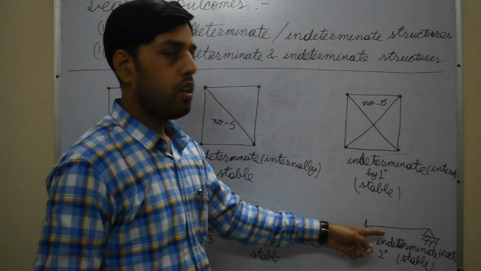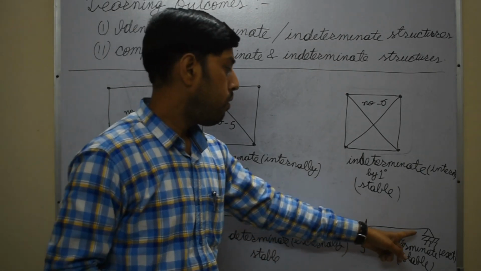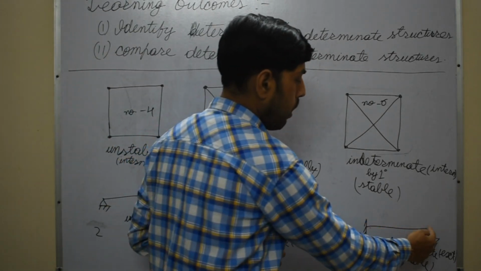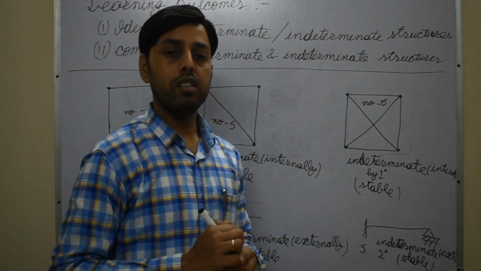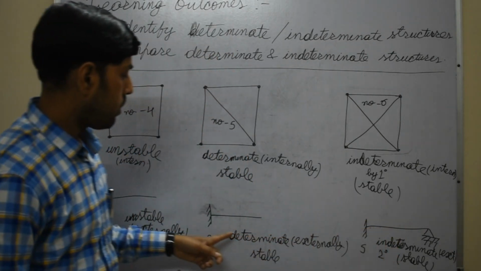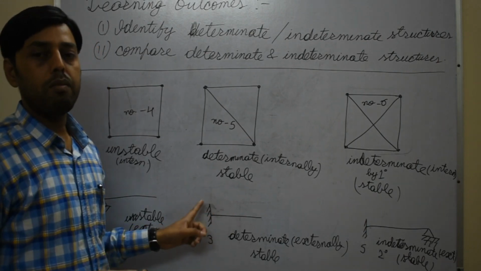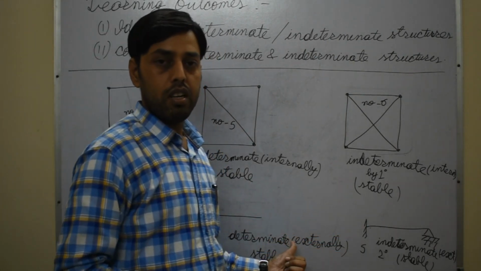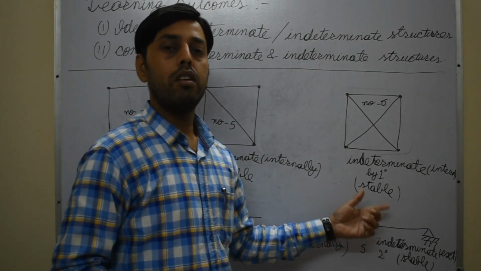In this case also, if we would like to make such a beam unstable, then we have to break a minimum of 2 support reactions. Like if we have to break this reaction or we have to break the fixity. A minimum of 2 support reactions needs to be broken to make such a structure unstable. But in the determinate case, we have to break only 1 support reaction and it will be unstable. So determinate structures are less stable, less strong, but indeterminate structures are more stable, stronger.